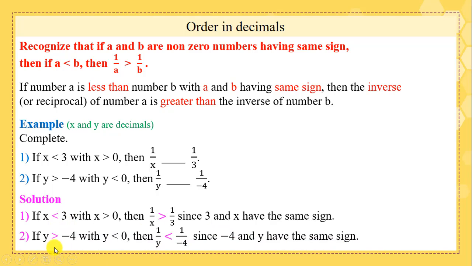Part 2. If y greater than -4 with y less than 0. So here y is negative and -4 is negative. So they have the same sign. And since y is greater than -4, due to our rule, the inverse of y will be less than the inverse of -4. So we will have 1 over y less than 1 over -4.